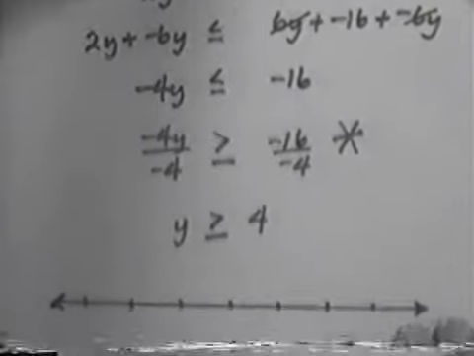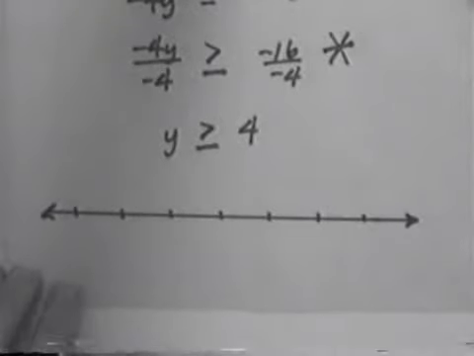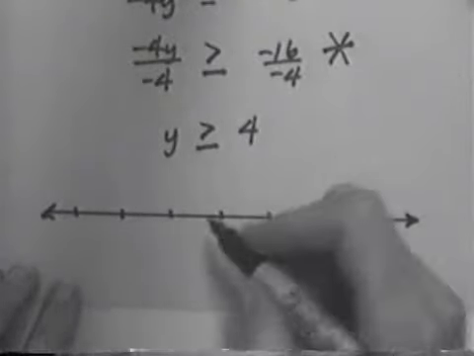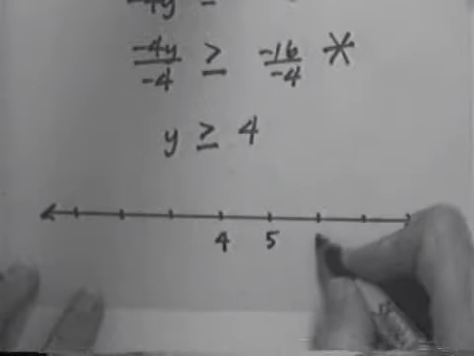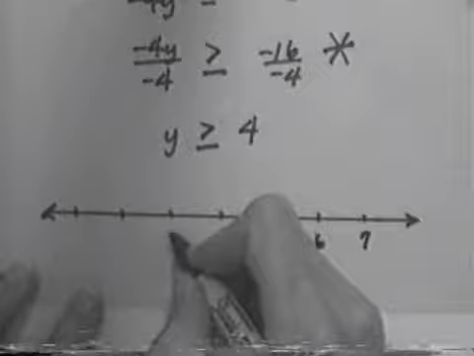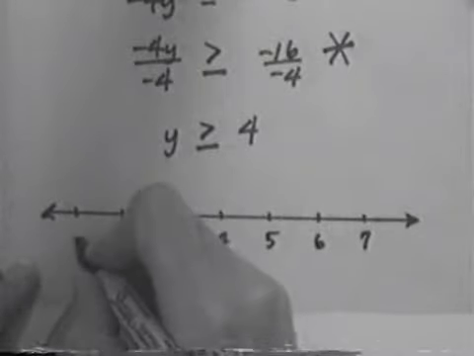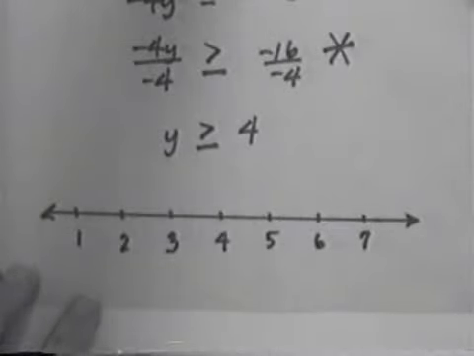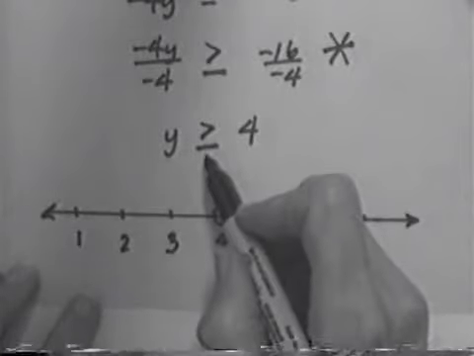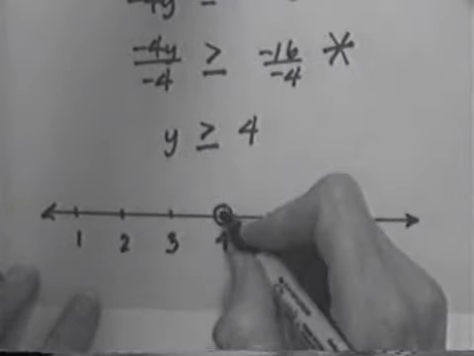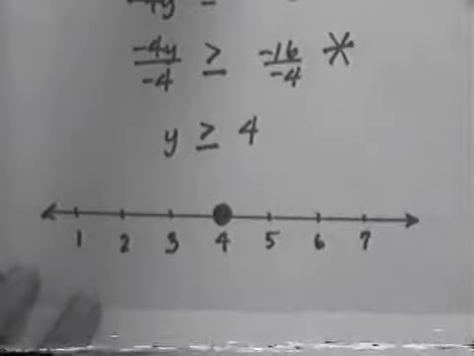All that's left is to graph this solution. Let me put 4 on the number line, since that's the important number, the boundary number. To the right of 4 we have 5, 6, 7, and so on. To the left of 4, 3, 2, 1, and so on. We circle the boundary number point, 4. Since we have equal to as part of the inequality, we do fill in the circle.